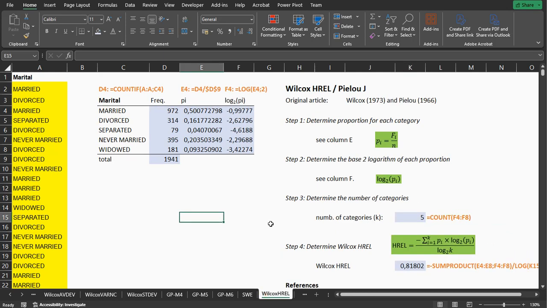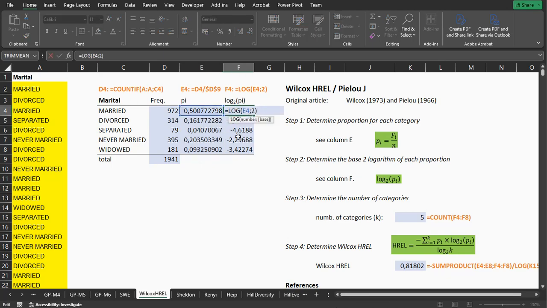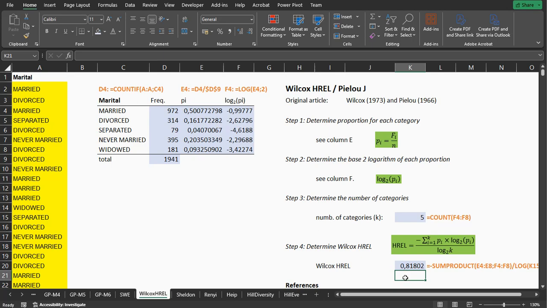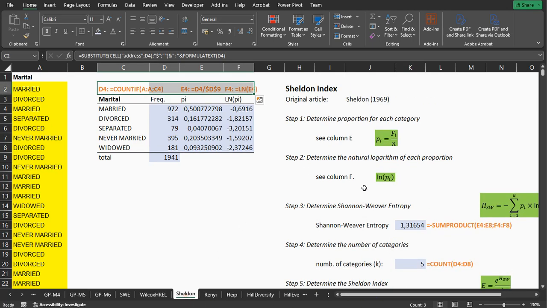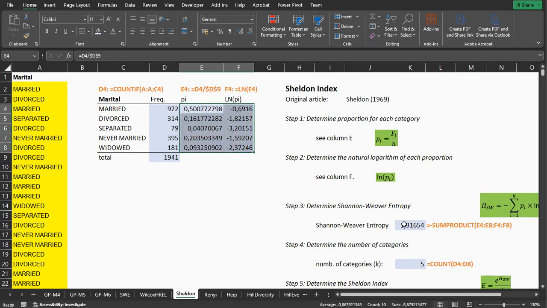Alright, that brings me to the Pielou J. Same thing as with the Shannon entropy, but now it's using the log base 2. And then we divide by log base 2, so it should give a similar result. But now also k is involved here, so we get again the sum product with a negative in front of it.